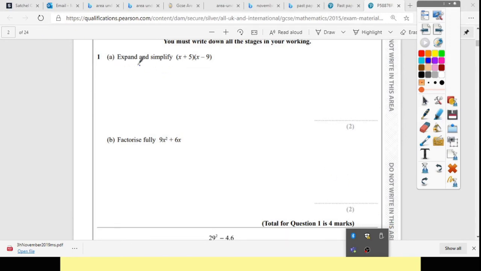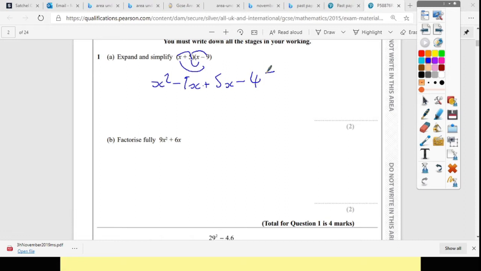Okay, expand and simplify. X times x is x squared. X times minus 9 is minus 9x. 5 times x is plus 5x. 5 times minus 9 is minus 45. I can always put the two terms together. X squared, minus 9 plus 5 is minus 4x, and the minus 45 stays.